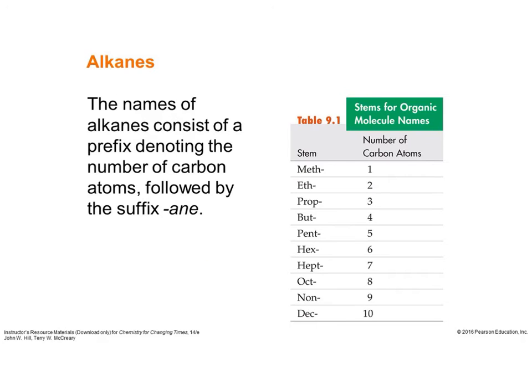Naming alkanes is also very easy. Alkanes all end in the suffix -ane. What you do is you use a prefix, or the first part of the name, to denote the number of carbons. For example, if you have 1 carbon, it's methane.